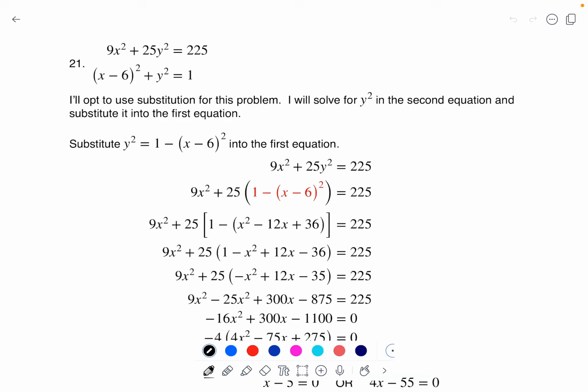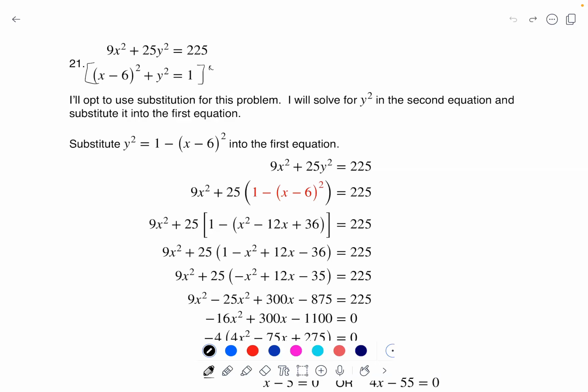Hey folks, let's go ahead and take a look at number 21. I have to solve this system of nonlinear equations, and there's a couple of ways to do this. You could opt to use elimination. I could see that route. If I was going to use elimination, I might multiply this entire equation by -25 just to knock out the y squareds. But I'm going to go ahead and do it a slightly different way.